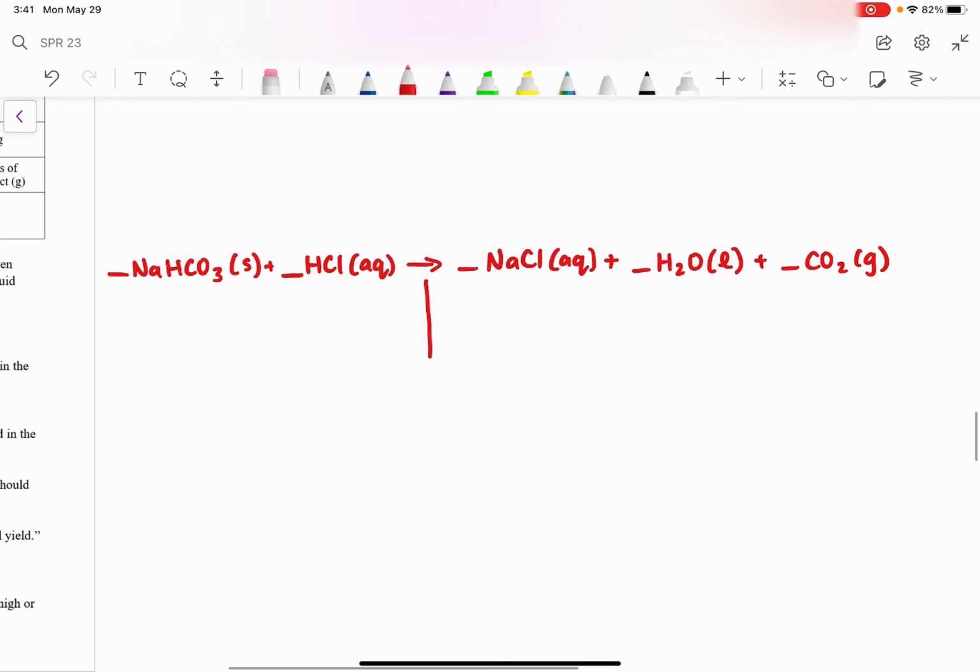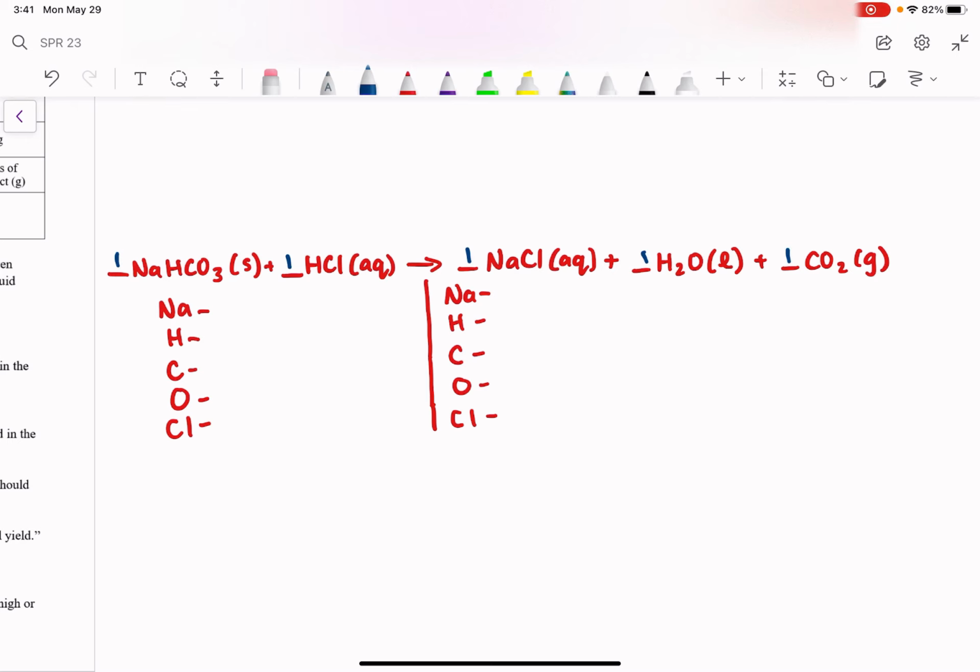So let's see. We got Na, we got H, we got C, we got O, and we got Cl. I think that's everything. So I'll write them in the same spots over here just to make it easier to compare. We should have the same things on that side, right? All right, so the first thing I like to do is put a 1 here just to say I have at least one of everything.